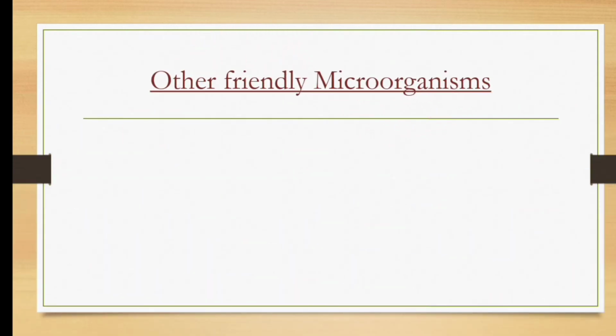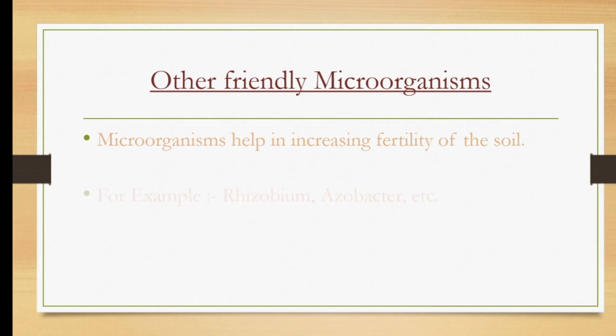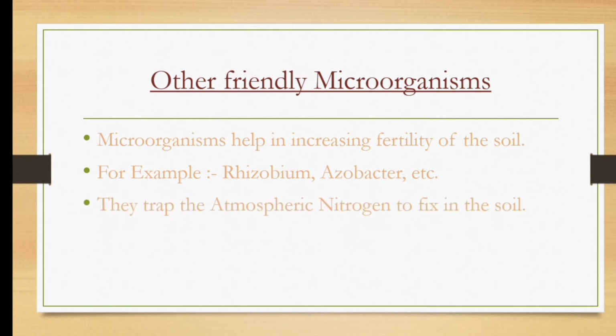Next topic is other friendly microorganisms. What are some other friendly microorganisms? Microorganisms help in increasing fertility of the soil, for example, Rhizobium bacteria and Azotobacter. These bacteria help in increasing the fertility of the soil. They trap the atmospheric nitrogen to fix it in the soil. Some microorganisms help in cleaning the environment also.